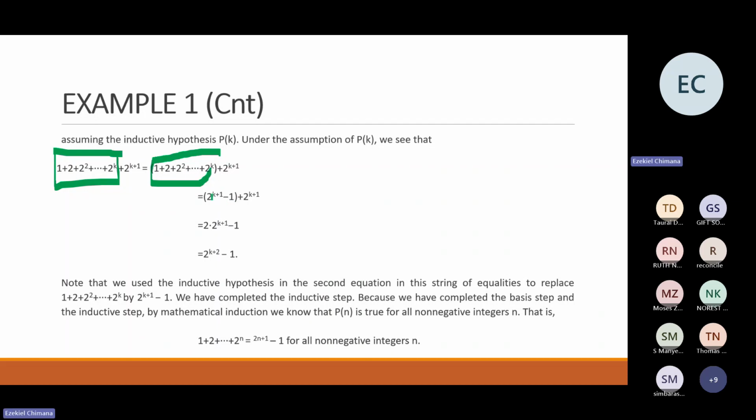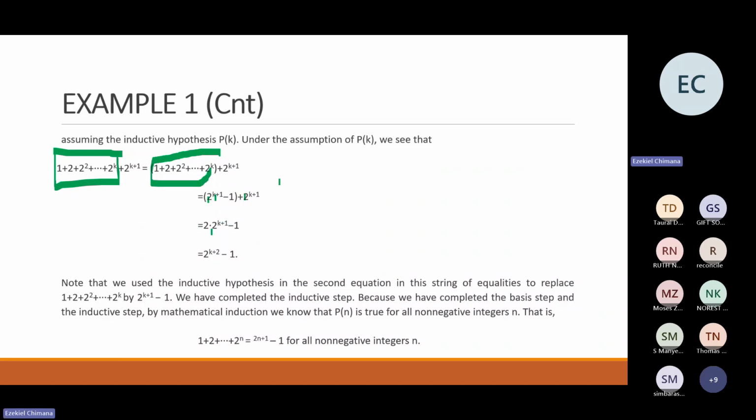So what you do here, you end up having 2 to the power k plus 1 minus 1 plus 2 to the power k plus 1. So it's as good as you end up having 2 to the power k plus 1 plus 2 to the power k plus 1, then minus 1. Whenever you are adding 2 to the power k plus 1 and 2 to the power k plus 1, it's as good as you are adding x and x, you get 2x. That's why you're getting 2 times 2 to the power k plus 1. Right? Then minus 1, because here we are not multiplying, we are just removing these brackets and adding these two, because they are like terms. They are like terms, we can add them.